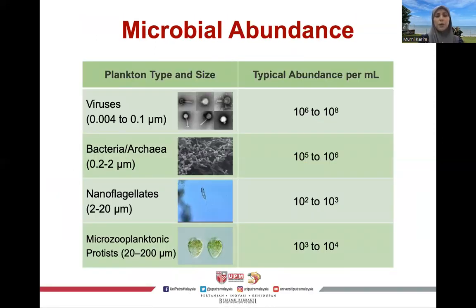So how abundant are those microbes in the aquatic environment? Viruses, usually we can find between 10^8 per ml. And for the bacteria, usually in the aquatic ecosystem, the abundance is between 10^5 and 10^6 CFU per ml. And then the nanoflagellates, we can find a bit lower, 10^2 to 10^3. And then the microzooplankton is between 10^3 and 10^4.